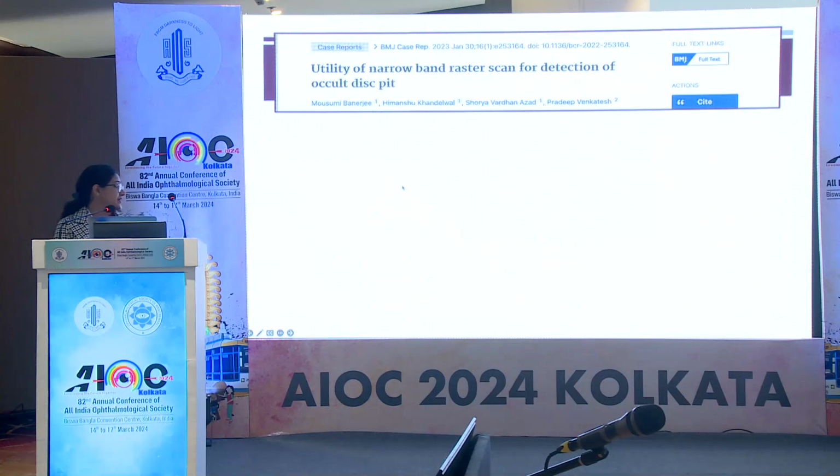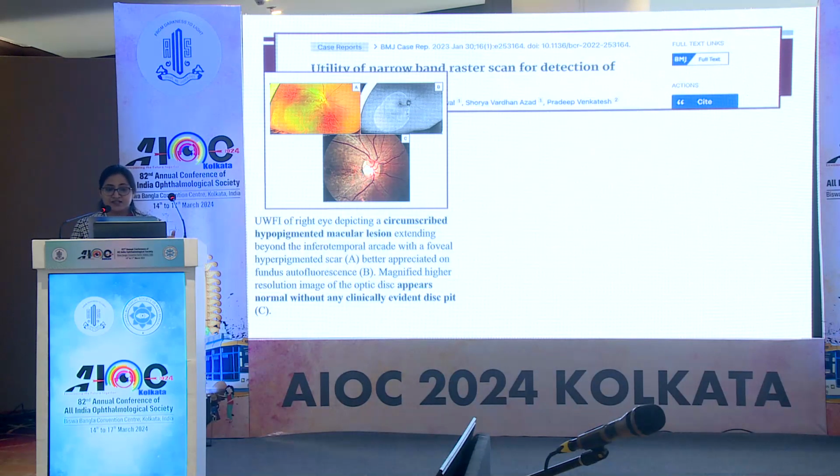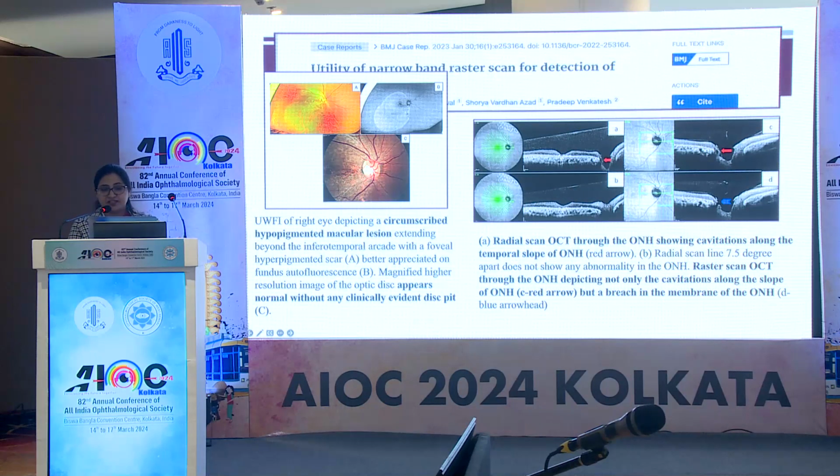Though my topic is on uveitis, I just want to show one thing, why it's important to know which scan to perform when we are looking for something. So this was a case of occult optic disc pit, where we initially performed a radial scan. But here we could not see a breach in the membrane of the optic nerve head. However, when we performed a raster scan, we could see that breach. That is because the radial scan had scans 7.5 degrees apart. However, with the raster scan, with less difference between the 2 scans, we could pick up an occult disc pit in this case.